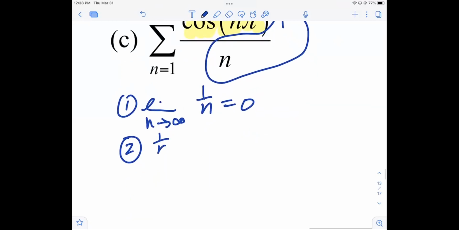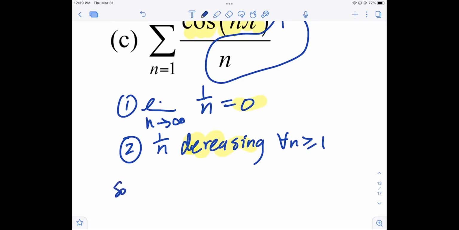Is 1 over n decreasing past some point for some n? Yeah, right. 1 over 1 is 1. 1 over 2 is a half, a third, a fourth, a fifth, a sixth, a seventh, an eighth. 1 over n is decreasing for all n greater than or equal to 1. It's always getting smaller. The top is always a 1, and if the bottom gets bigger, the whole fraction gets smaller. So it's decreasing to 0. That's essentially what we need it to do. We need it to be decreasing forever to 0. Does this one decrease to 0?